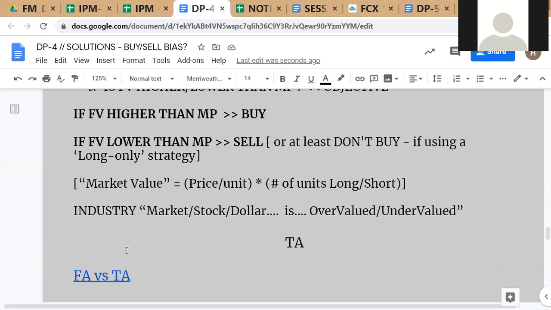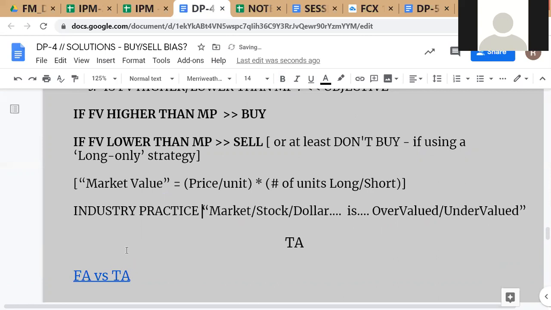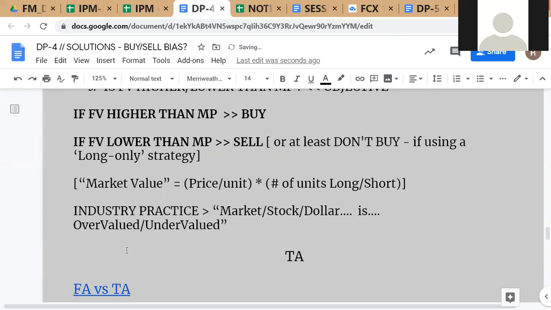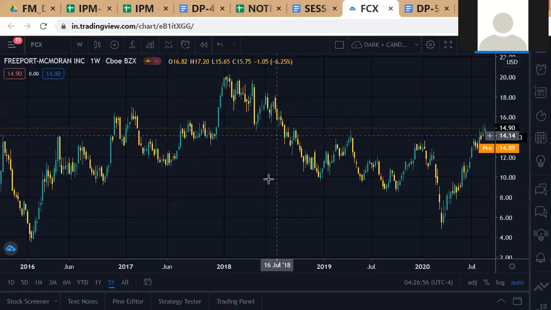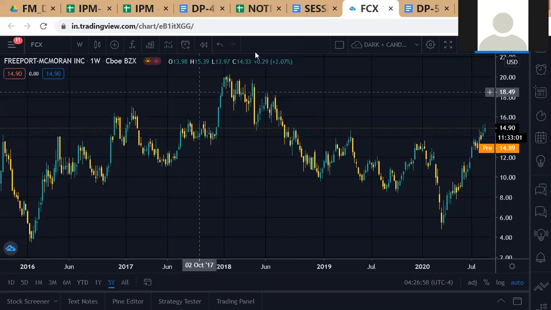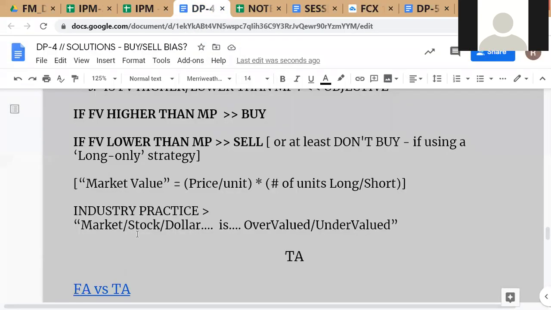Now, industry practice is to use terms like this: market, stock. The market is overvalued, the stock is overvalued. They might say FCX is overvalued. Some people are now saying Tesla is overvalued. This is what they'll say: FCX is overvalued, Tesla is overvalued, the dollar is overvalued. They may look at dollar yen and say the dollar is overvalued, undervalued.